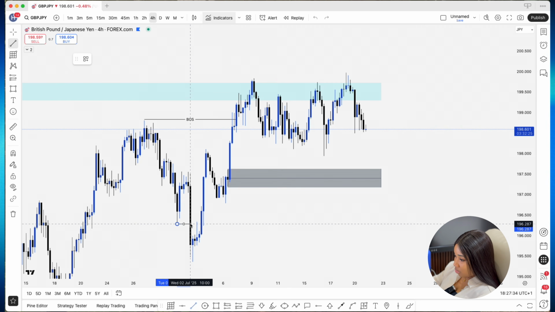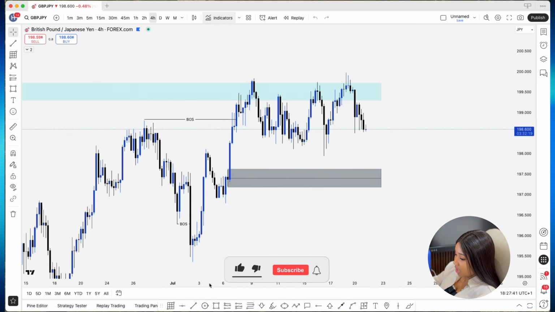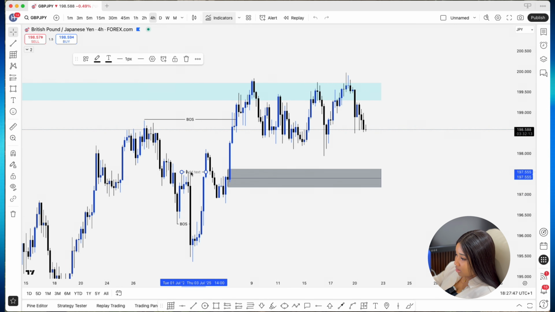This was the last break of structure here, BOS. And then we got a change of character here. We got a change of character here. So now the origin that caused this change of character is what is here.